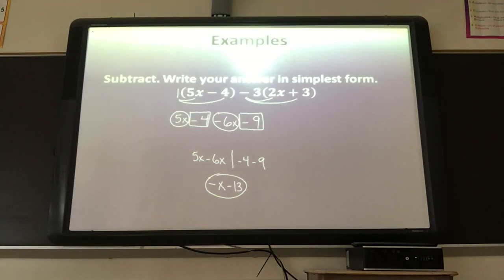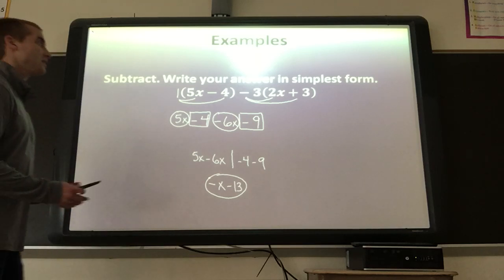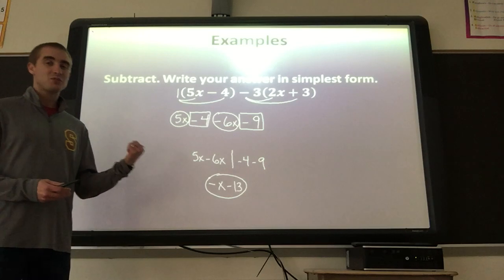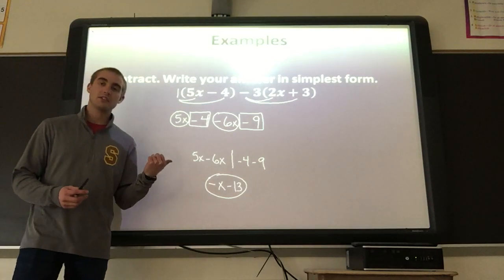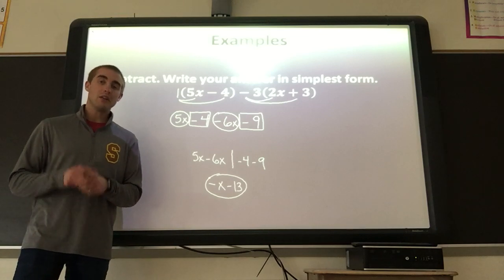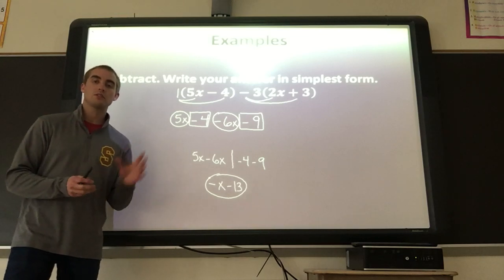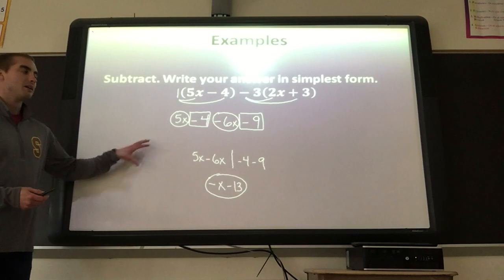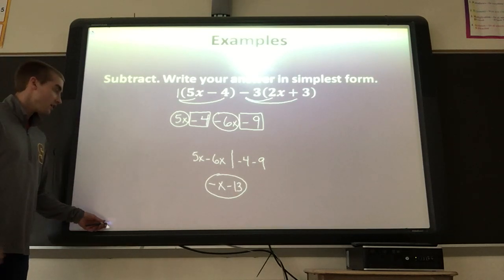Negative 1x minus 13. So just using the distributive property instead, like I said, I think this way is a little bit easier to understand. It follows the pattern that we've been talking about so far, a lot closer than what we did yesterday. So I would advise thinking about it this way. I think it's a little easier to do.